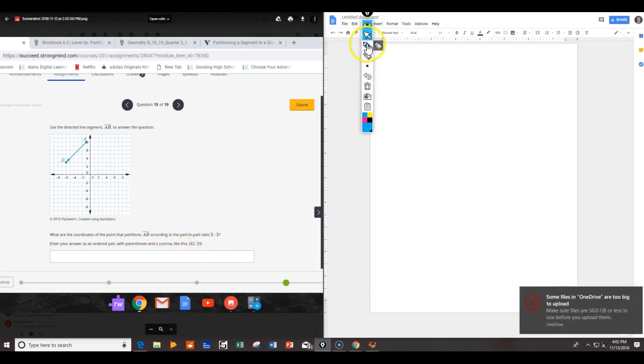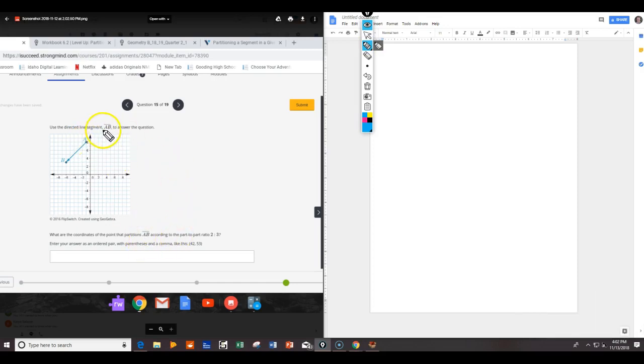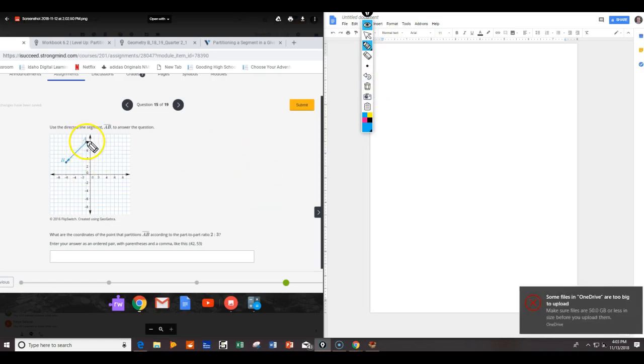All right, so directed line segments have an initial start point and an ending point. They start at the first point that is listed, so A to B, that's why that arrow is there. So when we do our work, we are going to use point A as our starting point when we are counting for the part-to-part ratio.